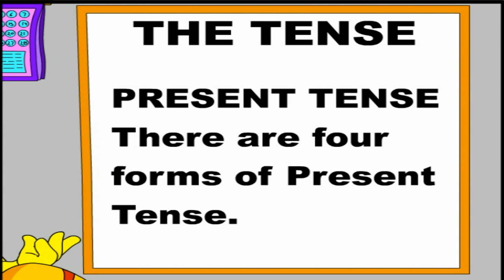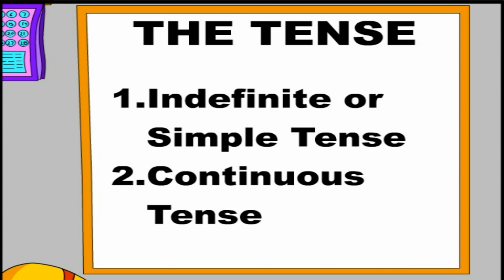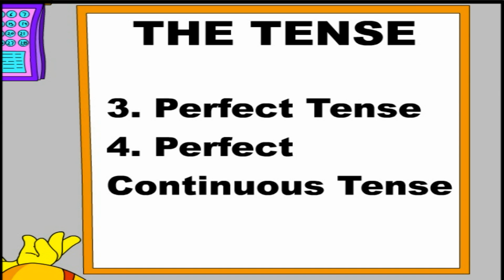Present tense. There are four forms of present tense. 1. Indefinite or simple tense. 2. Continuous tense. 3. Perfect tense. 4. Perfect continuous tense.